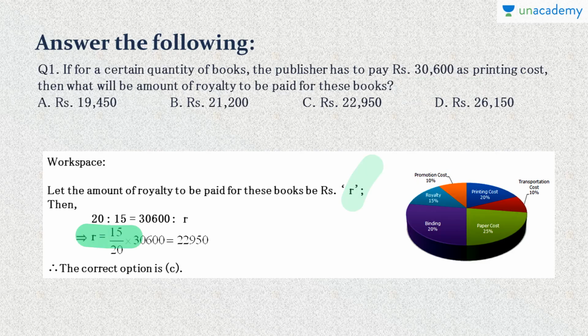Now 20 is to 15 is equal to 30,600 is to R. We can easily find R from this. 15 by 20 into 30,600 gives us 22,950. Hence our correct option is option C.